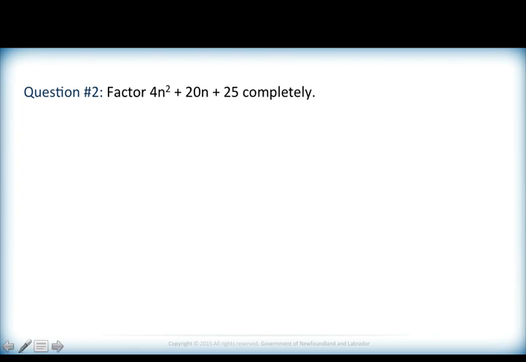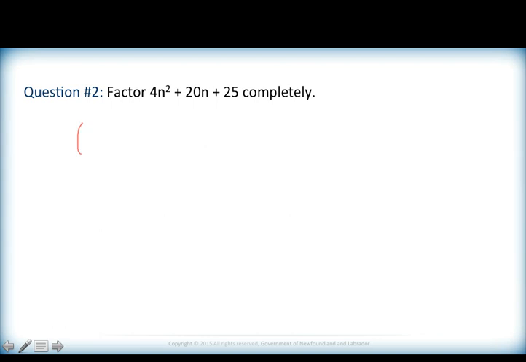Question 2. Factor 4n squared plus 20n plus 25 completely. Again, let's think back through all the different types of trinomials that we have factored. We have 4, 20, and 25. We cannot take out a greatest common factor. We could out of the 4 and the 20, but we cannot take the same one out through all the terms. But let's think of all of our special polynomials that we can factor. It starts with a perfect square and ends with a perfect square.